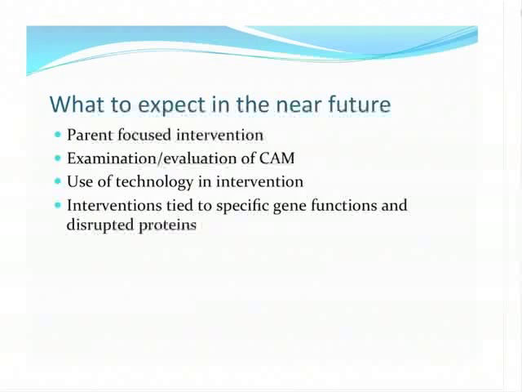And really more recently, interventions that are tied to specific gene functions and disruptive proteins. We're learning so much more about the genetics of autism in large part due to the Simon Simplex collection. And so we can identify what genes are disrupted, and well, we know what genes do. They just make proteins. They don't make behavior, they make proteins. And so we can think about, are there medications that we can develop that target those specific proteins that seem to be disrupted in autism.